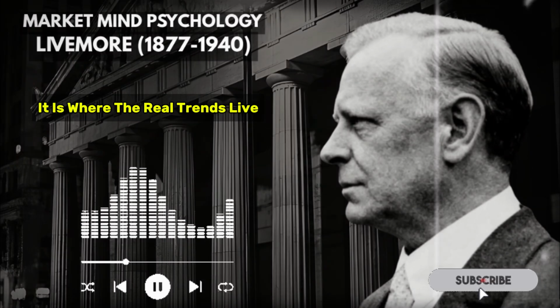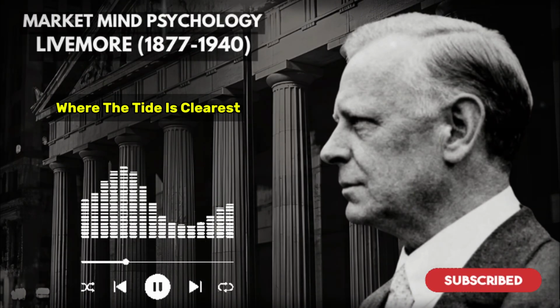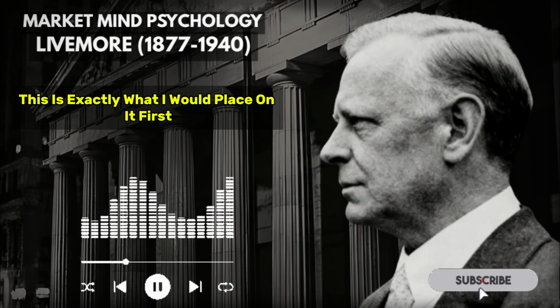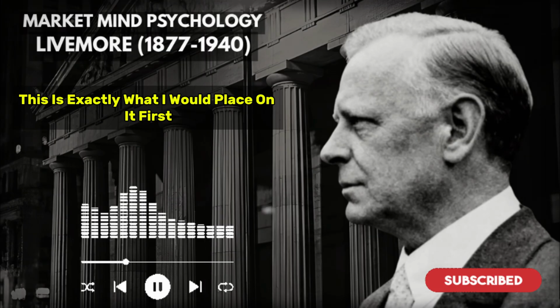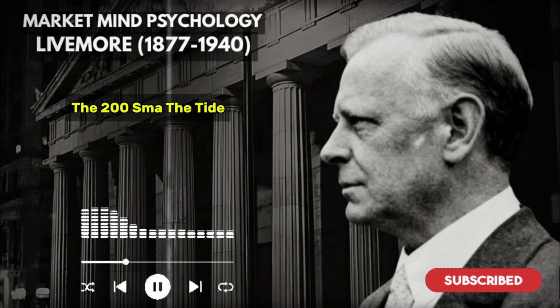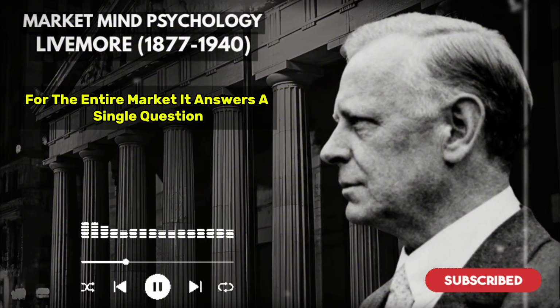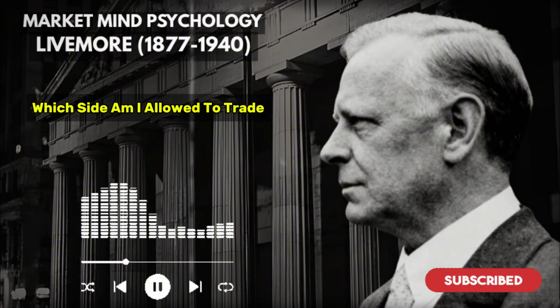It is where the real trends live, where the tide is clearest, and where the moving average does its most honest work. This is exactly what I would place on it. First, the 200 SMA, the tide. This is your line of least resistance for the entire market.